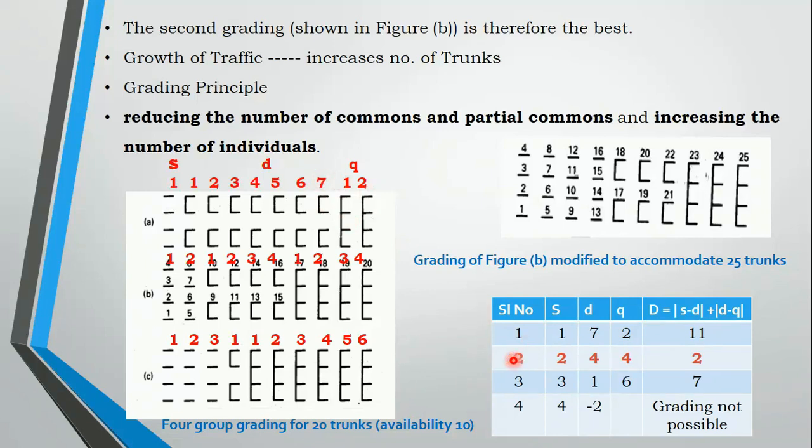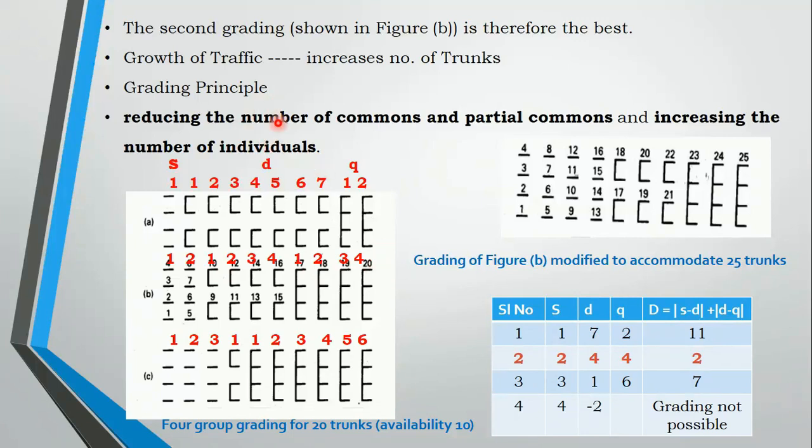For the second one, which we declared the best grading method, 1 and 2 are individual connections, the next 4 are double connections, the next 4 are quadruple connections, and the last one: 3 groups are individual connections, only 1 group is a double connection, and the remaining 6 groups are quadruple connections. So this is the way of writing a grading diagram.